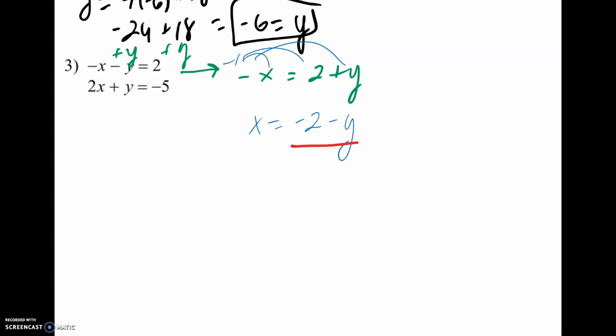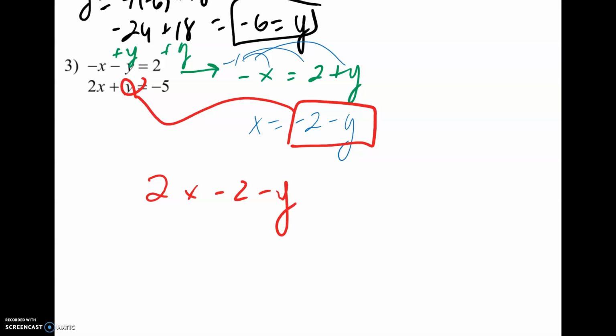And then I would just replace x with that expression there. And I'd have 2 times negative 2 minus y, minus y equals negative 5. And solve.